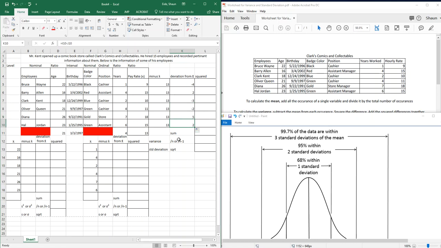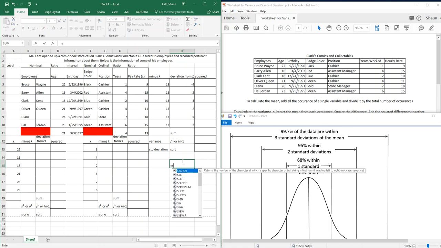Now, a way to check all of this is you want to check to see if the sum of the deviations from x equals 0. So you equal sum.